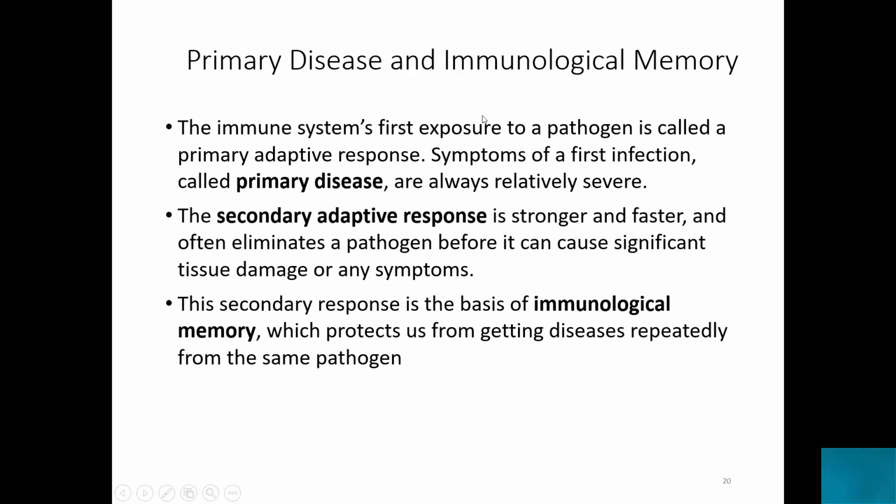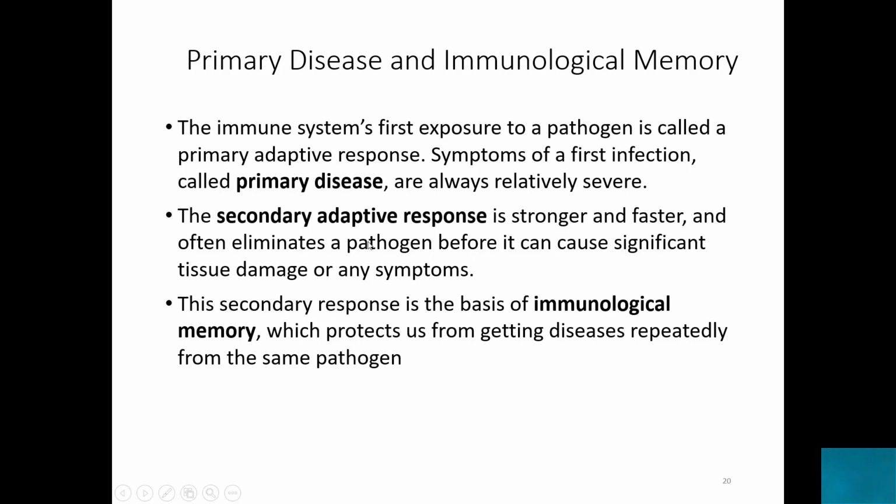So the immune system's first exposure to a pathogen, when a kid with chickenpox gets sick for the first time, is called a primary adaptive response. And the symptoms of the first infection that kid has, the fever, all those skin lesions, are called primary disease. And those symptoms are always relatively severe.